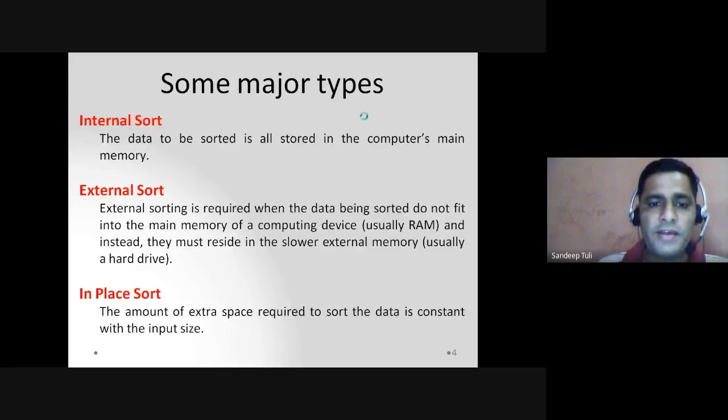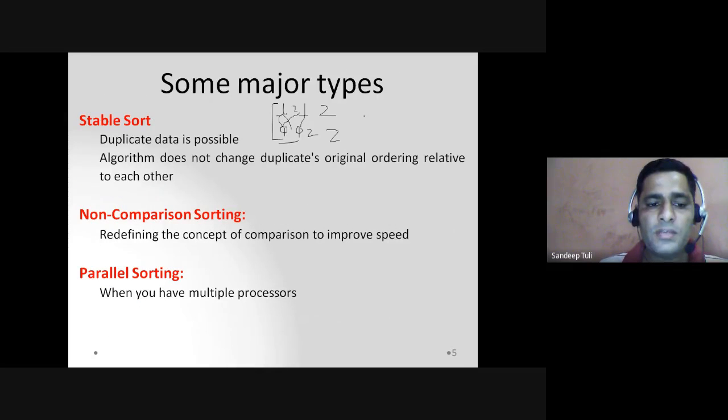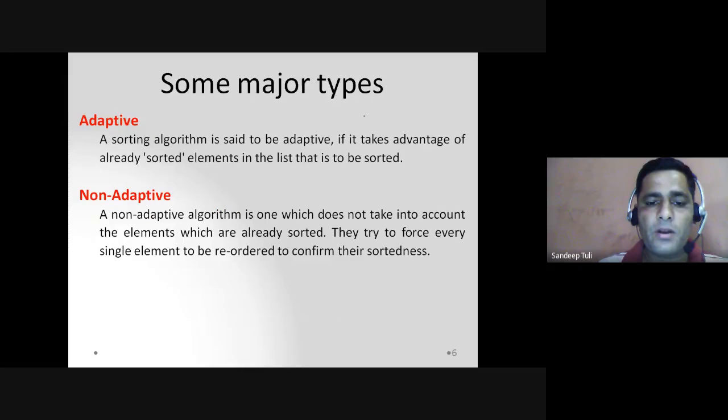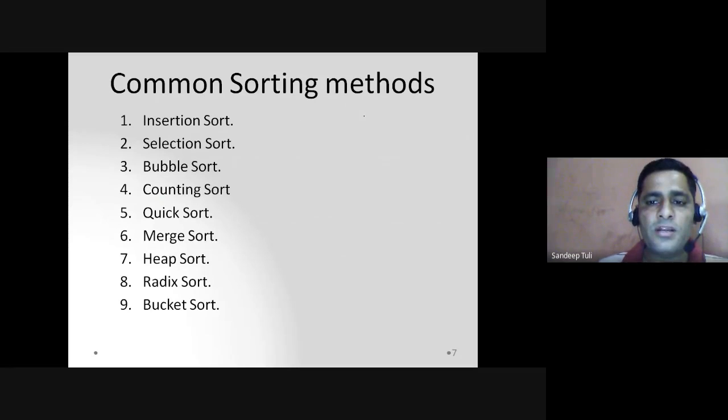So now, the different types of sorting algorithms: internal sort, external sort, in place sort, stable, non-comparison, parallel, adaptive, and non-adaptive. The common sorting algorithms that we need to study are insertion, selection, bubble, counting, quick, merge, heap, radix, bucket, and many more. But we have to focus on these. So we are starting with the first one, that is insertion sort.